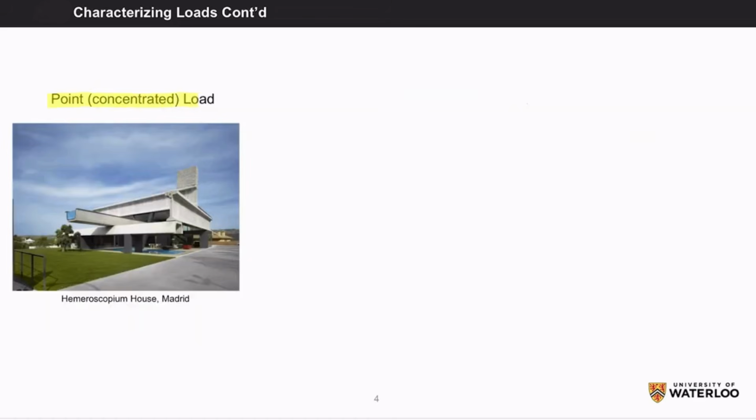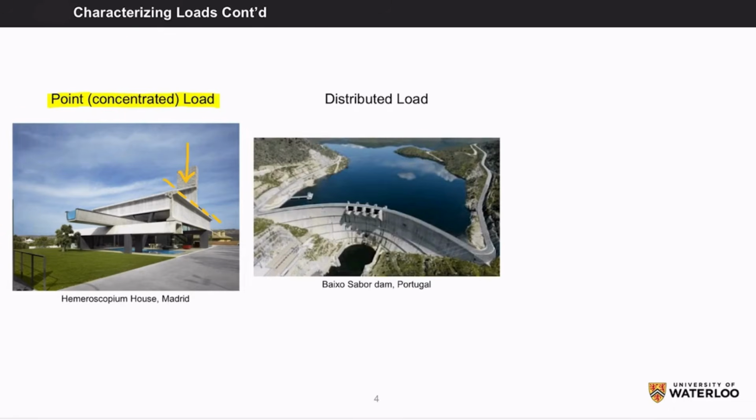Point or concentrated loads are highly focused loads. An example is the Hemeroscopium House, as this point here exerts a point load onto the horizontal beam. It's a point load because the weight of that load is focused on a specific point.